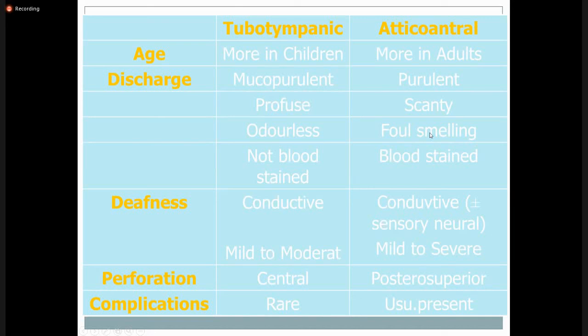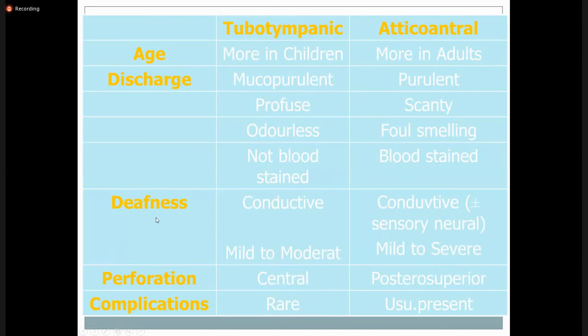The reason, you know, is osteitis, that is inflammation of bone and erosion of bone. The atticoantral type is the unsafe, serious type, because it erodes the bone, it inflames the bone, and it can lead to foul smelling discharge. Now, coming back to tubotympanic, the discharge is not blood stained. In atticoantral type, it is blood stained. Why? Because of formation of granulation tissue with new delicate vessels, which leads to blood stains.